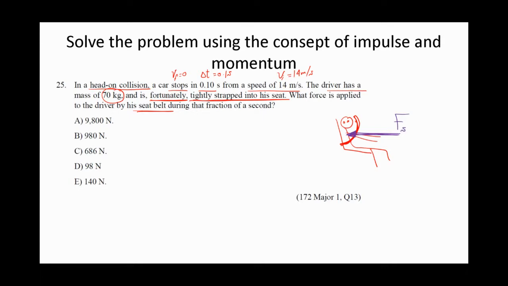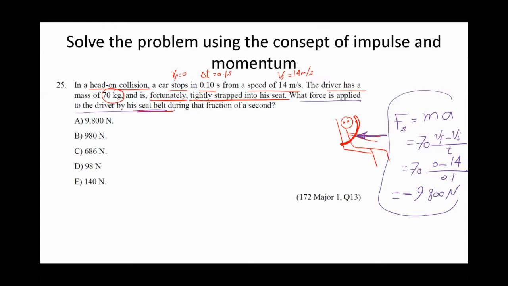We said the force of the seatbelt equals mass times acceleration, and we have discussed similar problems two lectures ago. He asks here, what is the force applied to the driver by the seatbelt? This force equals mass times acceleration. The mass is 70 kilograms. His acceleration is the same as the car's, which is V final minus V initial over T. So 70 times (0 minus 14) divided by 0.1 gives negative 9,800 Newton. So we can solve the problem using Newton's second law.